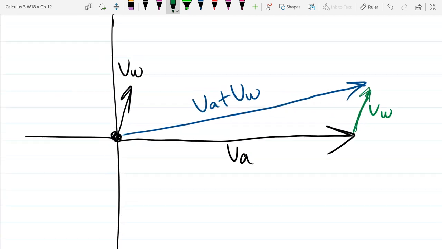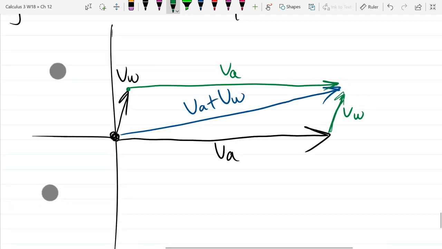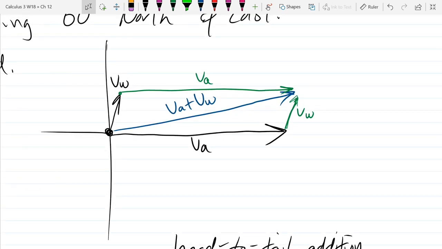So I'm going to take a copy of VA. So I'm taking a copy of this bottom vector, and I'm going to start it at the end of VW, and then I'm going to put a copy of VA down. And you should be able to tell that we are at the exact same point. Doesn't matter which of the two ways you got there. We're at the same y point, and the same x and the same z.